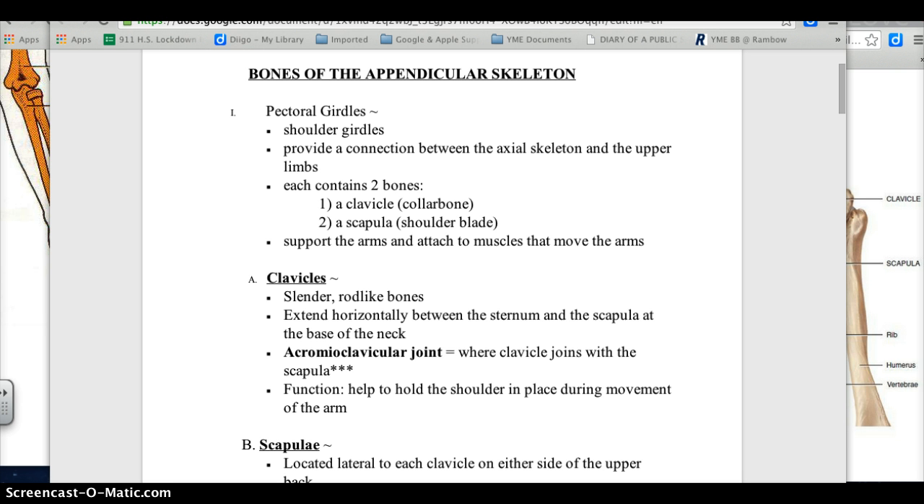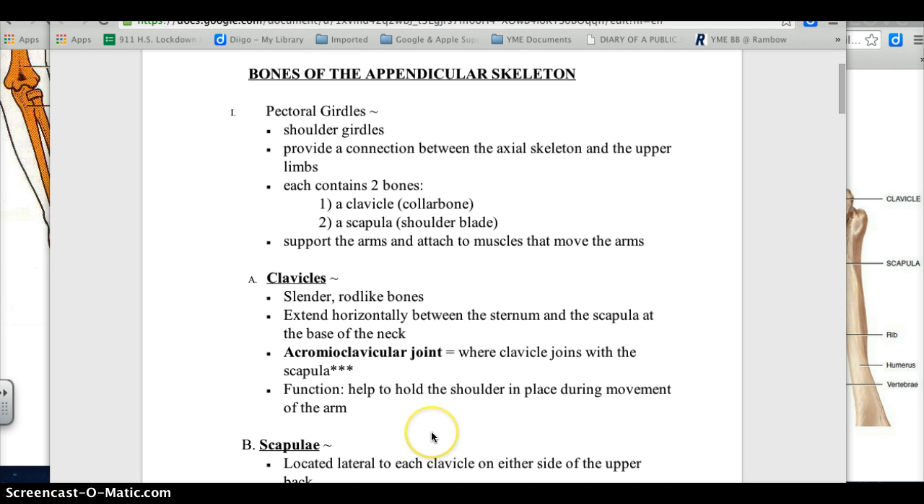So we've got the pectoral girdles, also commonly called the shoulder girdles. This girdle connects your axial skeleton to the upper limbs. It's made of two bones, your clavicle and scapula. You can see in the notes, also called by common names, the collarbone and your shoulder blades. These bones are important in the pectoral girdle to support your arms and attach muscles that move them.